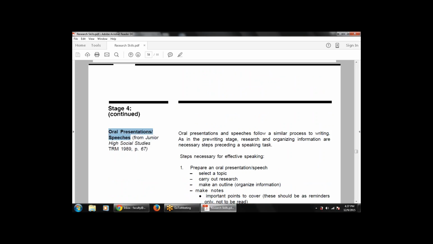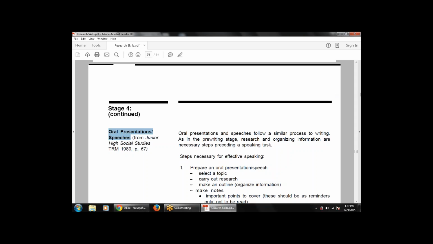So oral presentation and the speech follow a similar process to writing. As in the pre-writing stage, research and organizing information are necessary steps preceding a speaking task. That is a very important part of information sharing. That is stage number 4, the oral presentation or the speech, by which we can share the information by using the oral presentation or the speech.